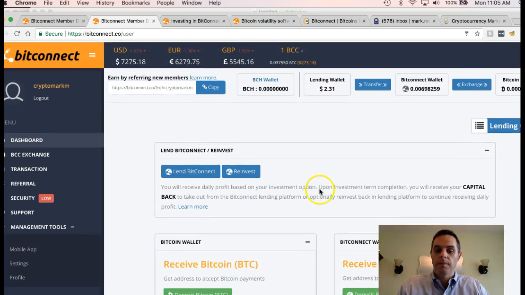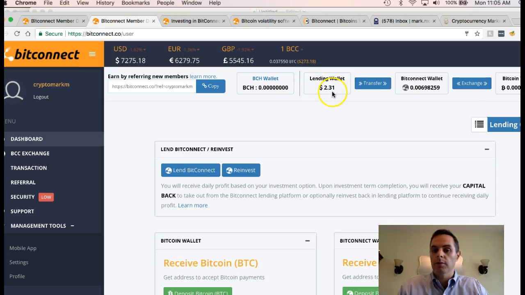I will close that. I'll go back up to my lending wallet, and I'll have $2.31 here. In my BitConnect wallet, this equates to roughly 2 additional coins. I can't buy 2 additional coins. I have to buy them in increments of 10. So I most likely will buy some additional Bitcoin to get that up to a point where I can actually invest those funds into another round of investing.